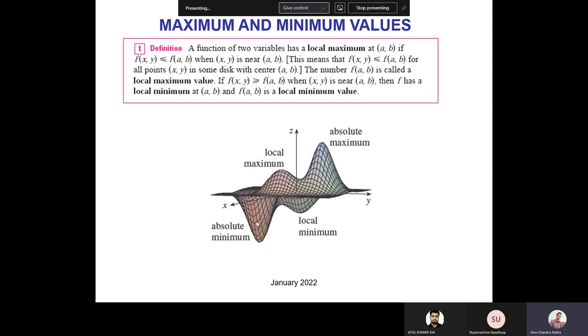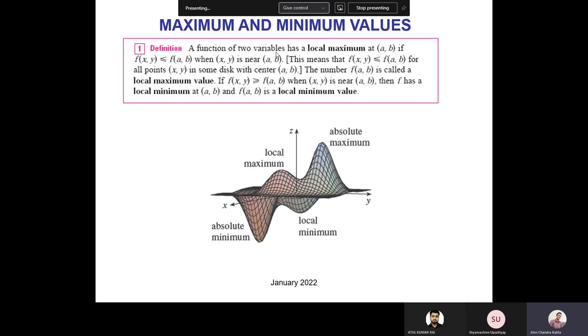But let me get back to the definition of maximum and minimum values. So this is the formal definition. A function of two variables has a local maximum at a point (a, b) if f(x, y) is less than or equal to f(a, b) when (x, y) is near (a, b). This is what I have already told you. You simply consider a disk with center (a, b) and radius delta, so it is easier for you to visualize and understand that.